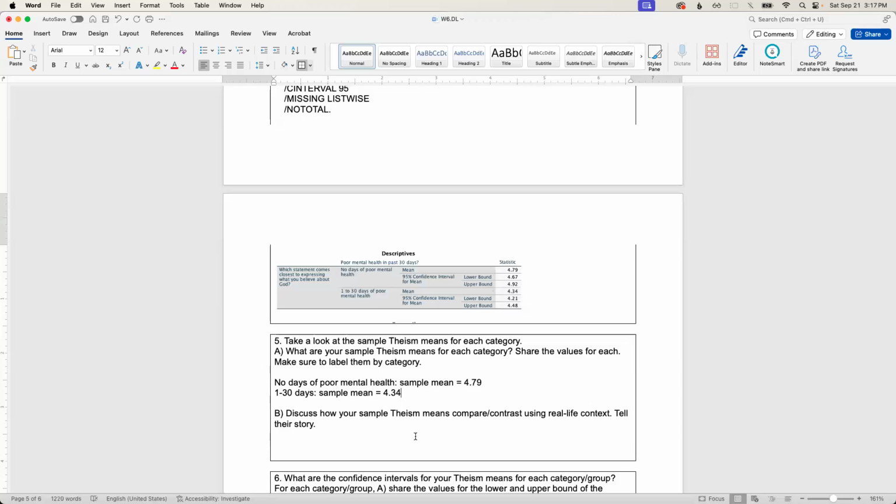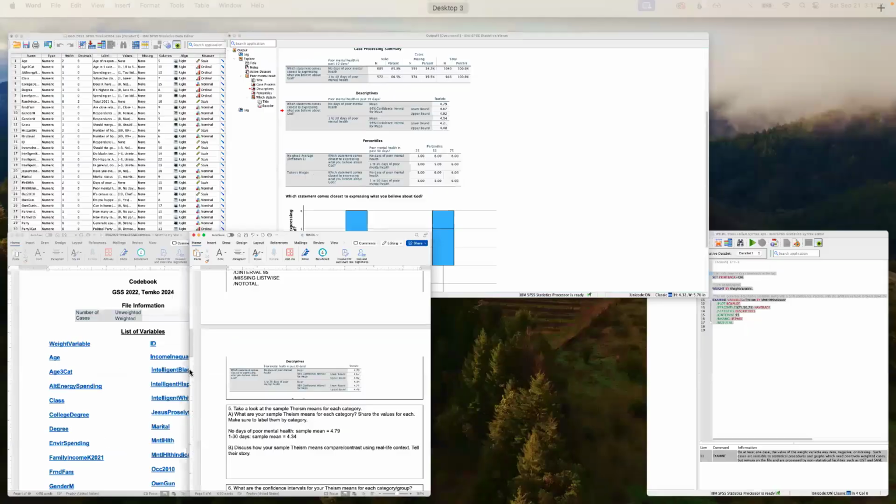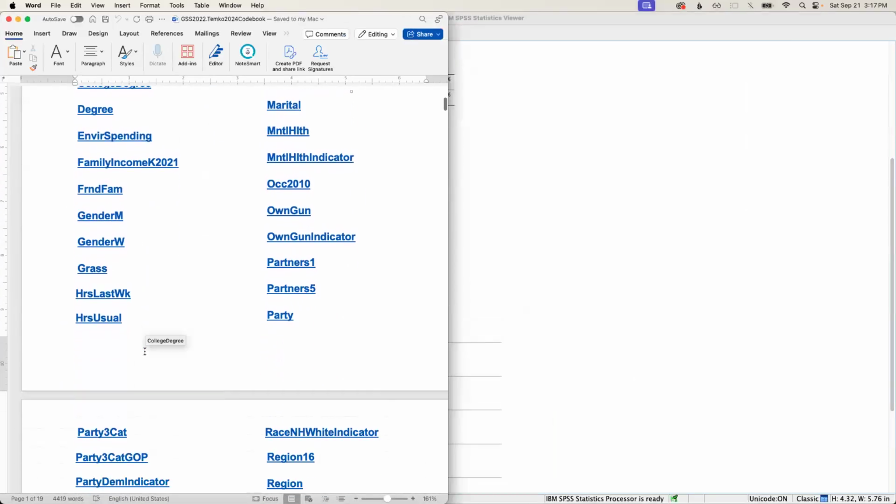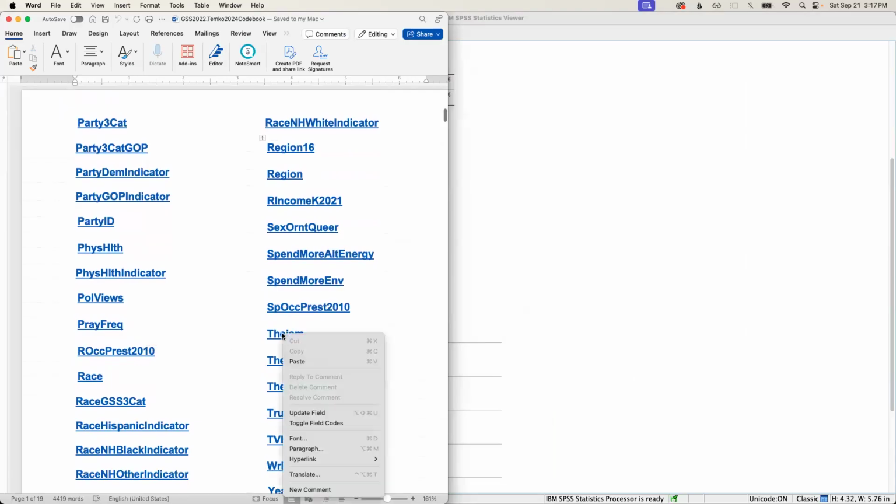Okay. How do they compare or contrast? So let's look at theism again so I can answer in context.